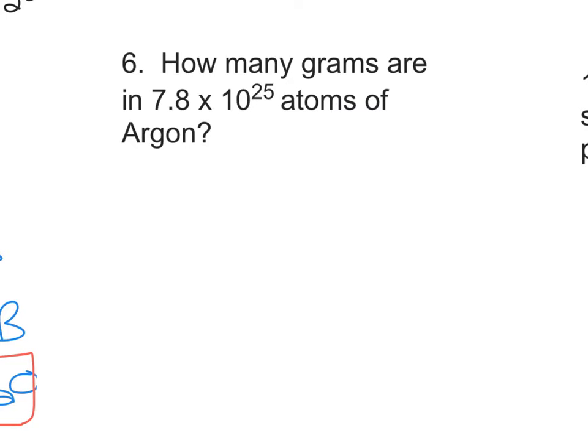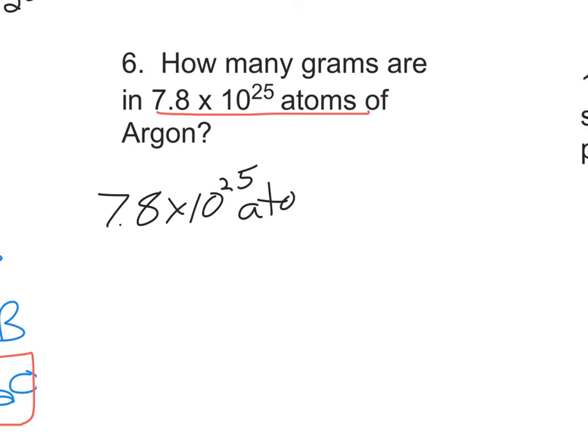I'm going to point out 2 things that are really important in this question. First off, they give us a number, 7.8 times 10 to the 25th atoms of argon. I always take that number and put it right out in front to start with. 7.8 times 10 to the 25th atoms.